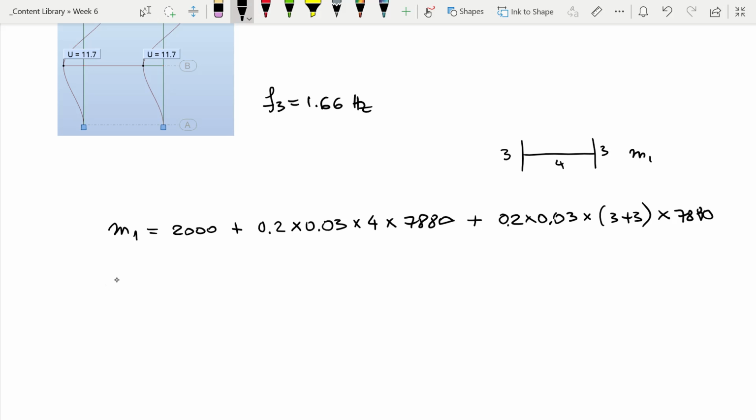Mass 2 is the same. And mass 3 will have the same 2000, the same beam, but instead of 3 plus 3, it will just have 3. It's a tiny bit of difference.